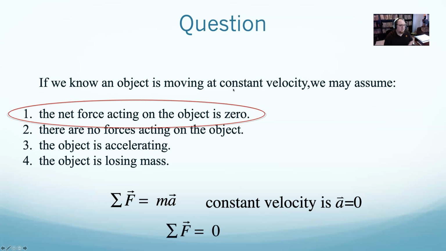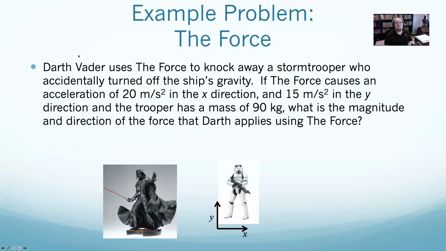Okay? All right. Let's do a really stupid little example problem that I like to do just because I'm a nerd and I want to make this as complicated to say out loud as possible. Darth Vader uses the Force to knock away a stormtrooper who accidentally turned off the ship's gravity. If the Force causes an acceleration of 20 meters per second squared in the x direction and 15 meters per second squared in the y direction, and the trooper has a mass of 90 kilograms, what is the magnitude and direction of the Force applied using the Force? With the second one capital. Once again, I'm doing this just to be an asshole.